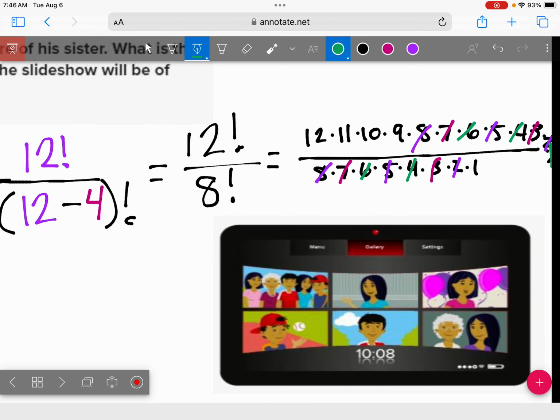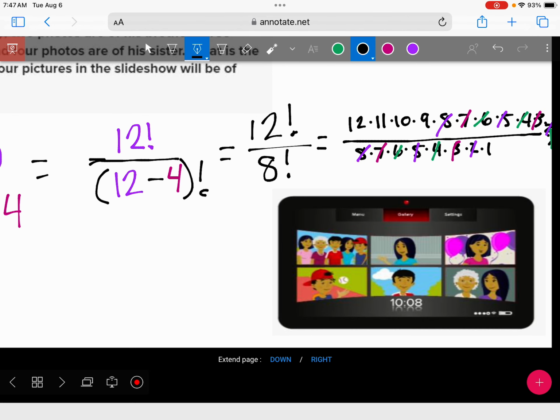What is 12 times 11 times 10 times 9? What are our number of outcomes here? 11,880. Different orders where the 4 pictures are in the front. There are 11,880 ways for those first 4 pictures to go.